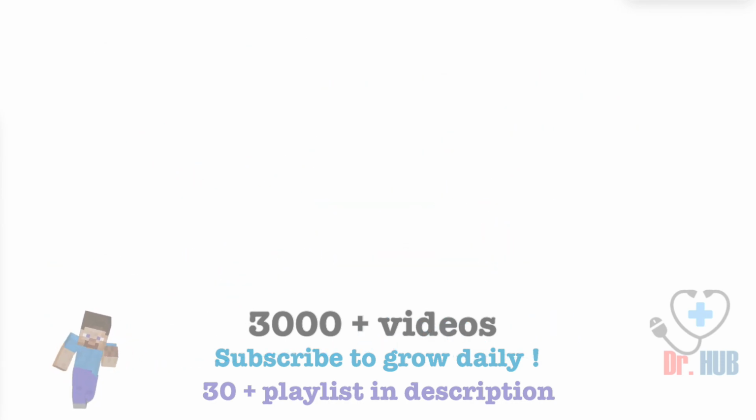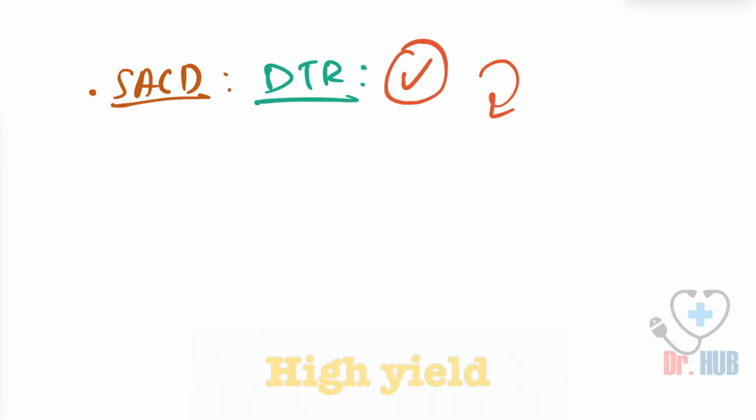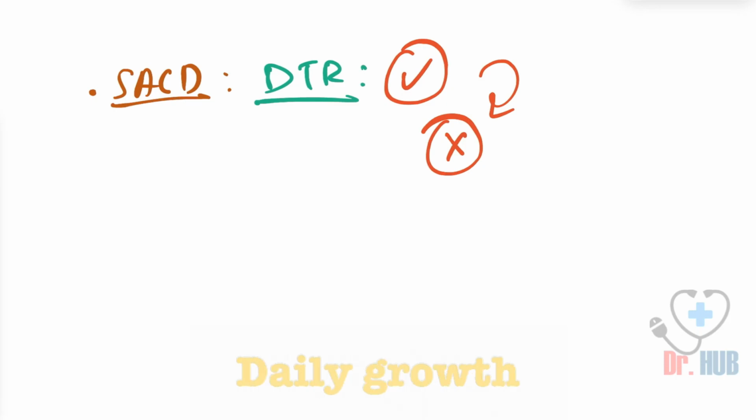Now we'll be answering our questions. The first question we asked was in case of the SACD, which we know by now is the subacute combined degeneration. In this case, what is the deep tendon reflex? What we need to know is that it is present, but with time it can degenerate, that is, it may be lost.